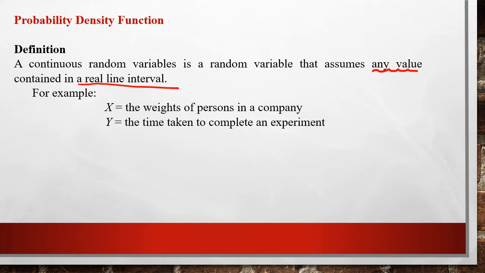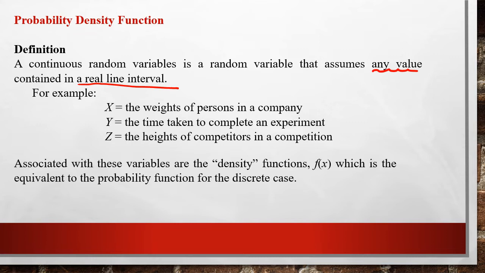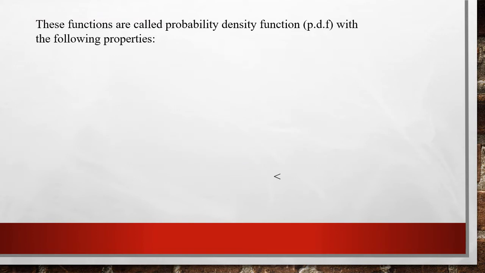And then for y, the time taken to complete an experiment. And then for z, the height of competitors in a competition. Okay, so associated with these variables are the density functions. The difference with the discrete random variable, we have the probability density function, which is represented as f of x, small letter f, which is equivalent to the probability function for the discrete case. Okay, so these functions are called probability density function, PDF, with the following properties.